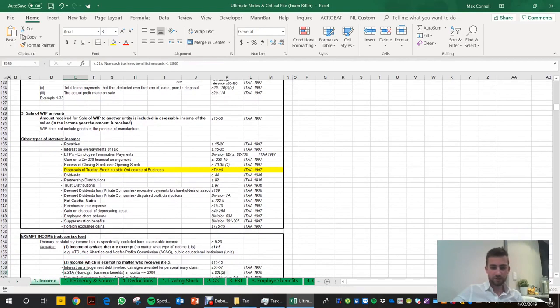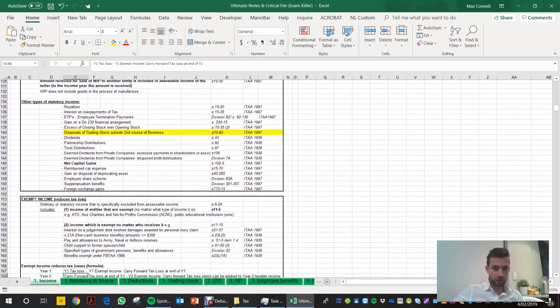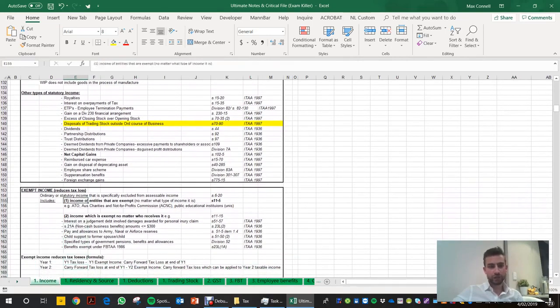Ultimately, it doesn't make a huge difference because both are included in your ordinary income. The main type of question you'll get is, for example, they haven't included it because they don't really know how to treat WIP, the sale of WIP, for example. And you need to include that as income under statutory income, and you just need to include the right section reference, and that's it. It's quite simple.